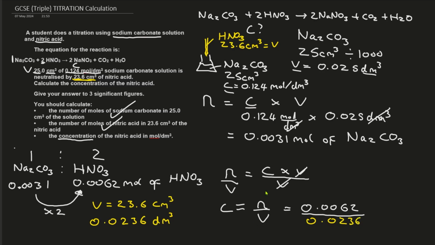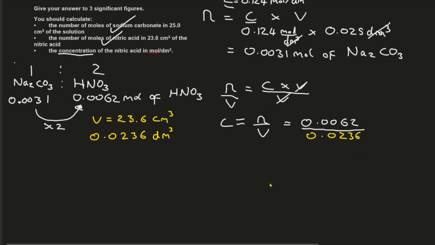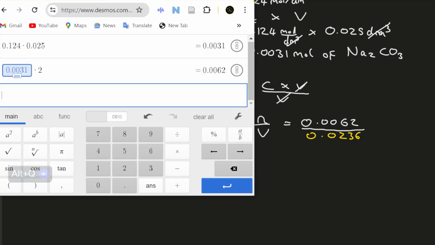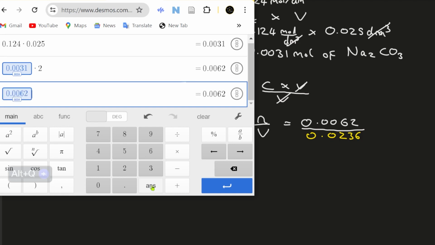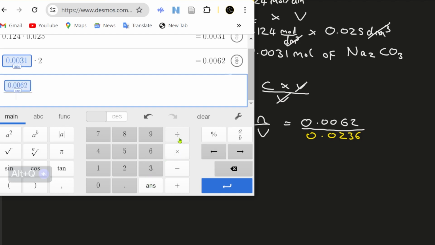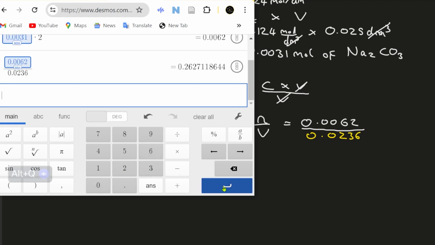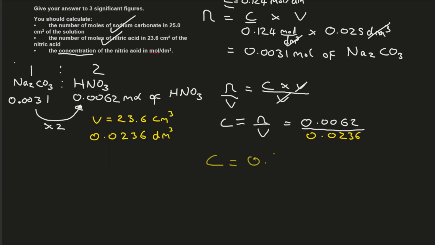And so let's write that down. Let's just scroll down a little bit more so that we've got more space. And so we have to do our last calculation, which is going to be the answer, which is 0.0062. Divide that by 0.0236, which gives us an answer of 0.2627. So let's just write that down.